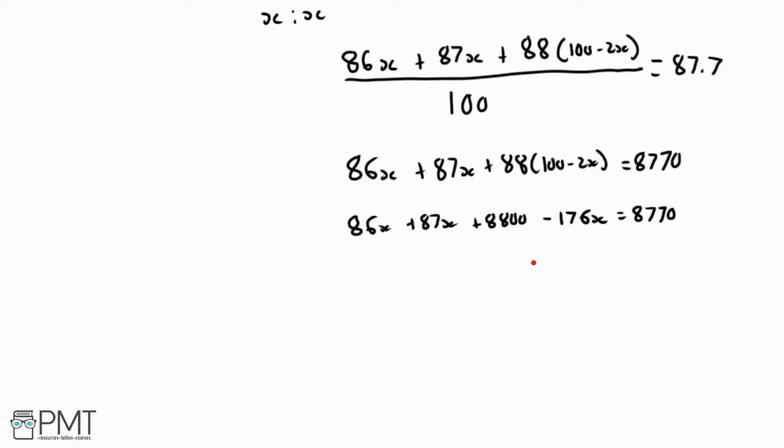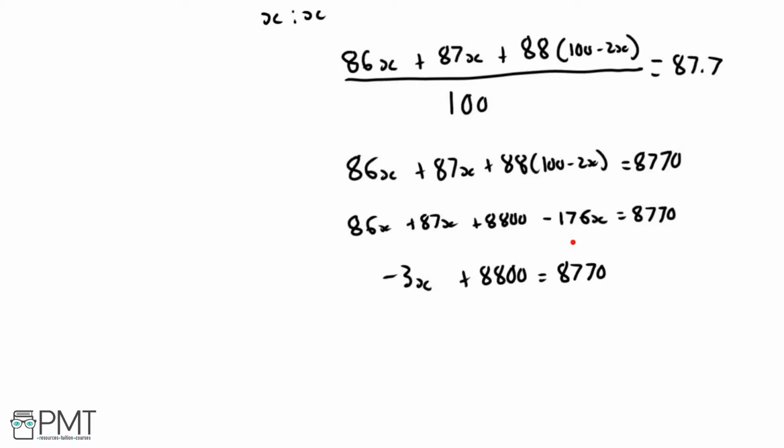Then, moving on, the next thing we want to do is collect all of our x terms. So we're going to add up these 3 terms. So 86x, 87x, and minus 176x. 86 plus 87 is going to get us 173. So minusing 176 off of that will get us minus 3x plus 8,800 still, and then that's still equal to 8,770.